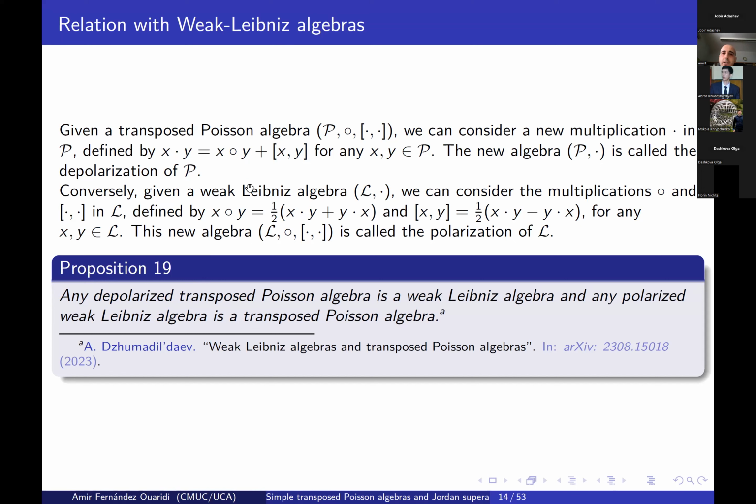Conversely, if we have a weak-Leibniz algebra, we can consider two multiplications, circle and bracket, defined in this way here. And this new algebra is called a polarization of L. What Sumadildaev proved in this paper was that any depolarized transposed Poisson algebra is a weak-Leibniz algebra, and any polarized weak-Leibniz algebra is a transposed Poisson algebra. Okay.